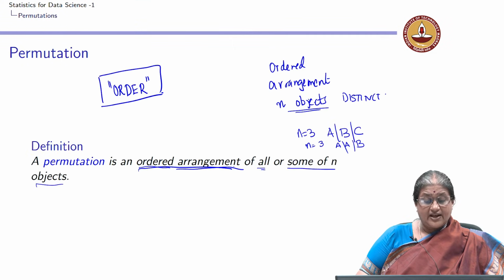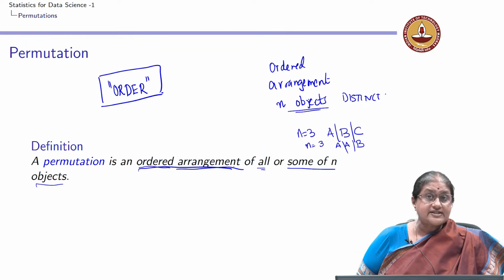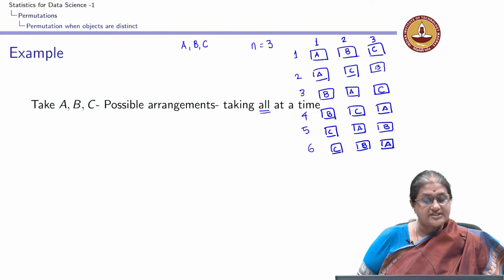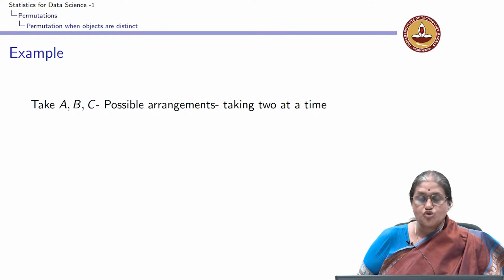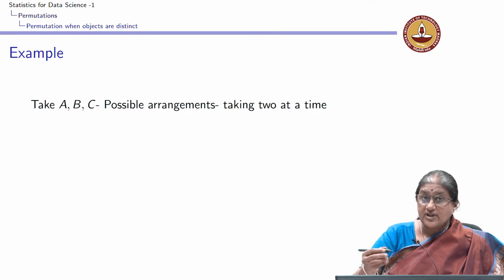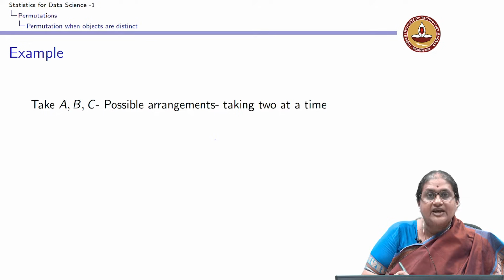Now let us look at a slightly different case. If you go back and see the definition, I said it is an ordered arrangement of all or some. So it is not necessary that I should take all the three of them together. The second thing I am interested in knowing is what are the possible arrangements of this ABC if I only take two of them. That is, I am choosing two out of A, B and C. How many ways can I choose it? We will come to this in quite a while when we talk about combinations, but I can look at A, B and C taking two at a time.